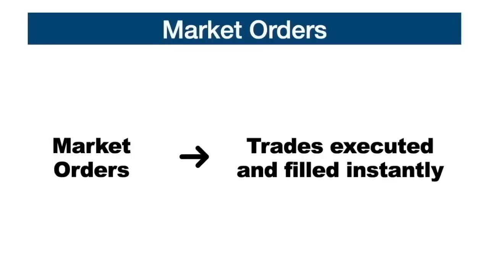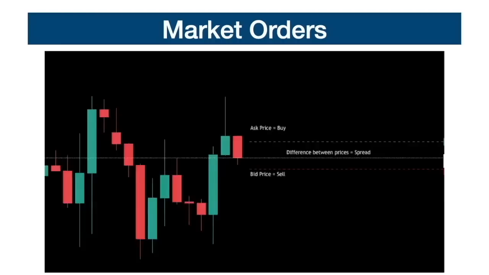Market orders are simply trades that are being executed instantly. Opening a market order means to buy or sell an asset at the current market price. The trade will be filled immediately through the bid and the ask price. If you want to buy an asset, your order will be filled at the ask price, whilst if you want to sell an asset, your order will be filled at the bid price. The difference between these two numbers is the spread, also known as the broker's commission.